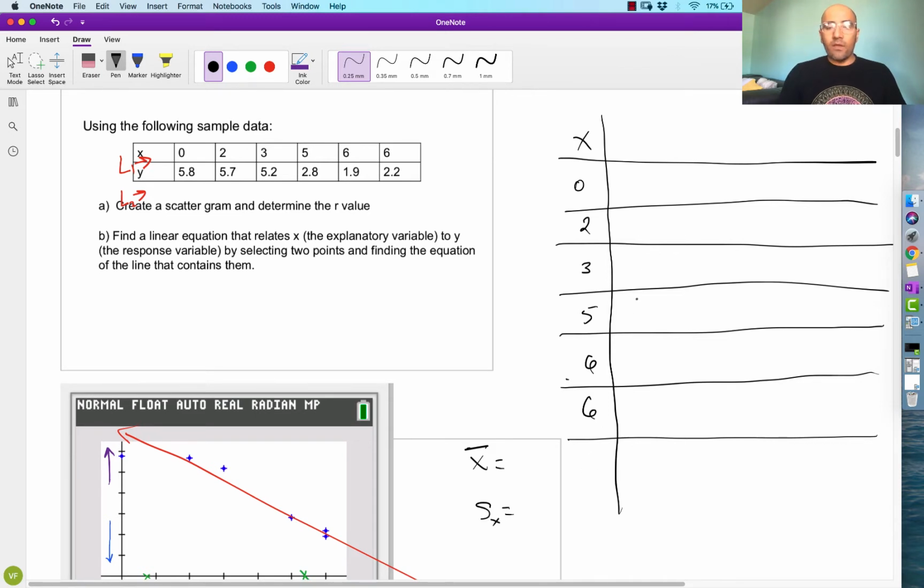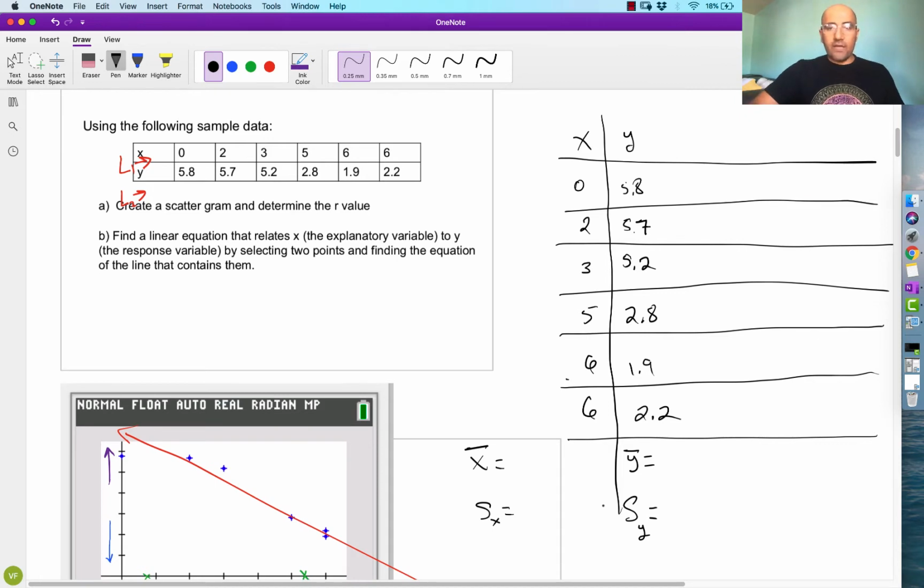Next, I'm going to do a column for the y values. That's 5.8, 5.7, 5.2, 2.8, 1.9, 2.2. Okay, and then I'm also going to need to know the mean of the y's and the standard deviation of the y's. Okay, luckily we have our calculator.